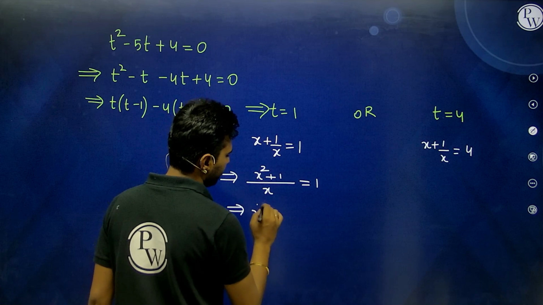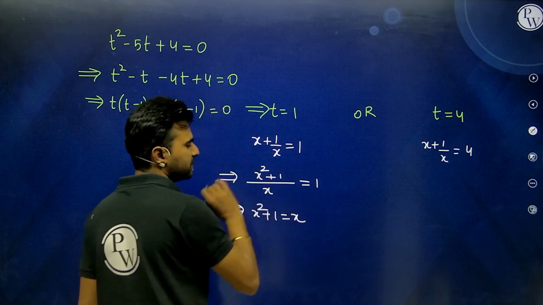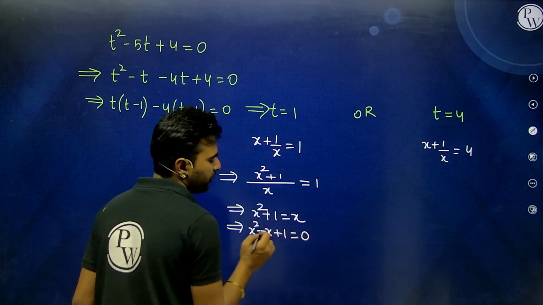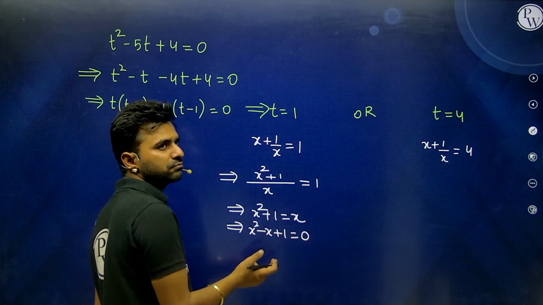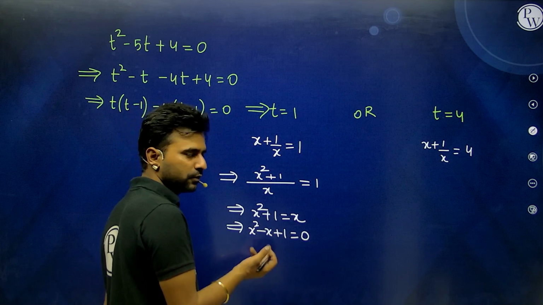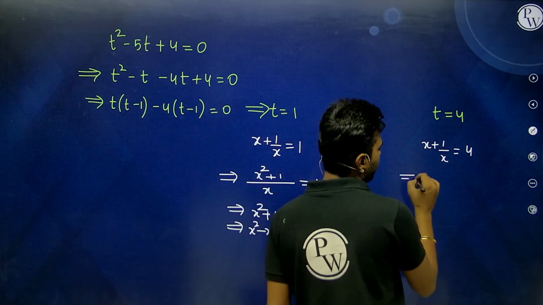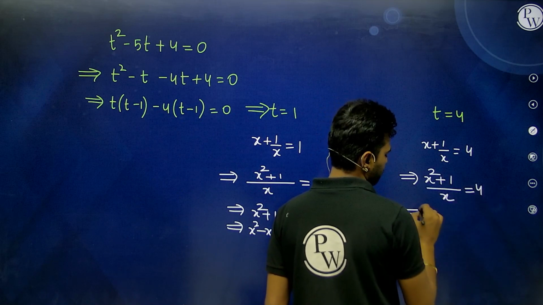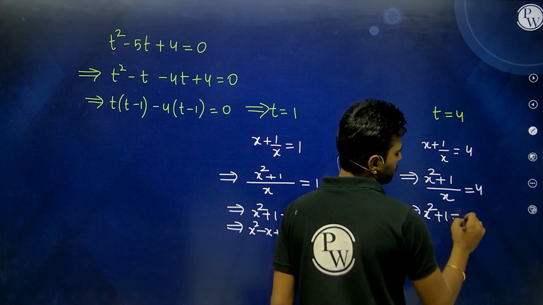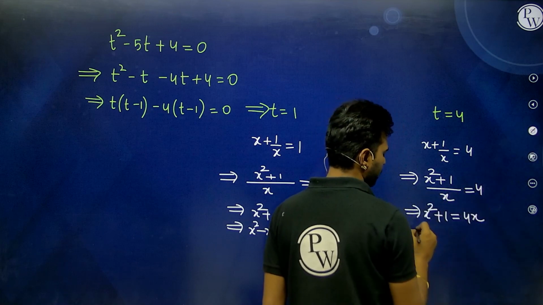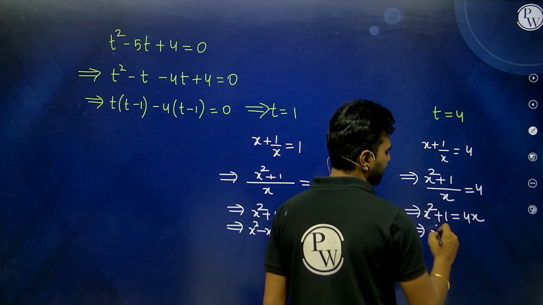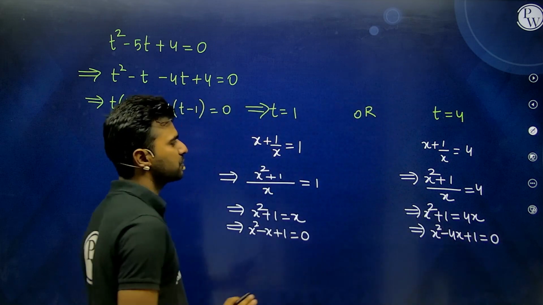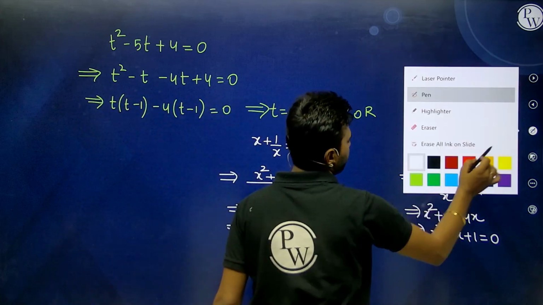Cross multiplying it, we're going to get something like this. Taking this x onto the left hand side, we're going to get something like this. And we know how to find the roots of this quadratic equation. Apply the quadratic formula and get the roots. Similarly over here, taking the LCM, we're going to get this. Then cross multiplying this x with the 4, and then taking this 4x onto the left hand side. And we know how to solve these two equations. Let's solve these two equations for the value of x.